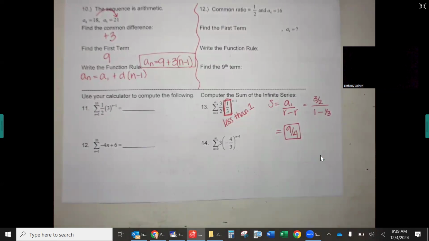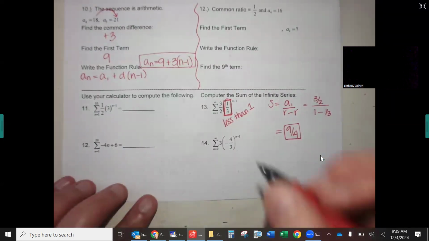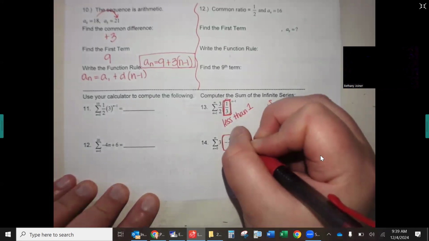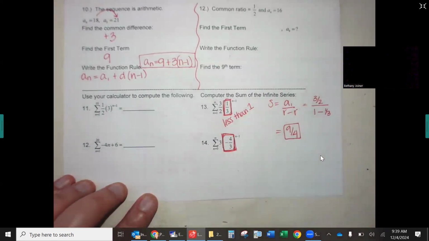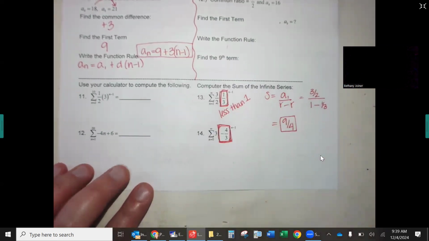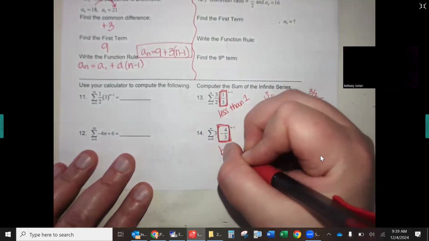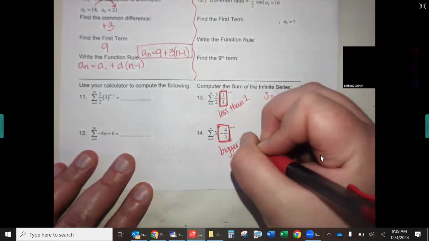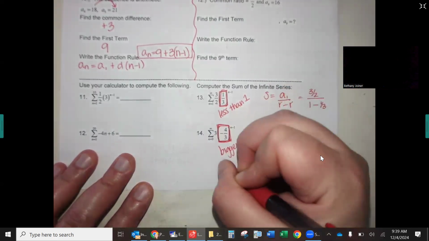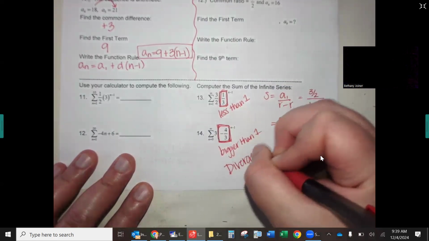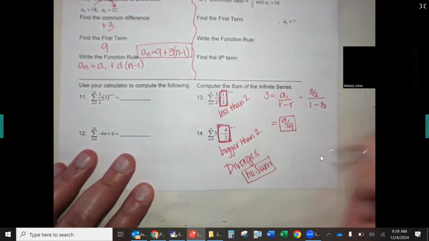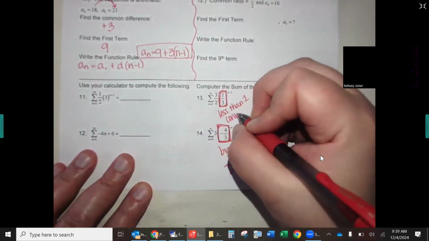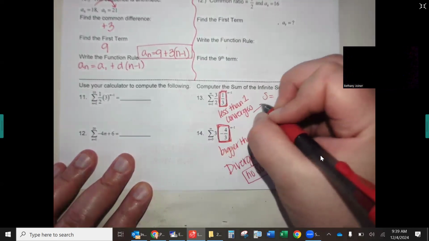Taking a look at number 14, what's my R? Okay, 4/3. Technically, the negative is there too, but remember, I just care about the number part. Is it bigger than 1 or less than 1? 4/3 is bigger than 1, then can I get a sum? No. You would say it diverges and it's a no sum. Okay, versus this one converges, then you use the formula.